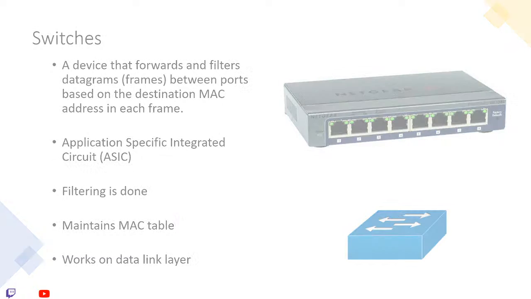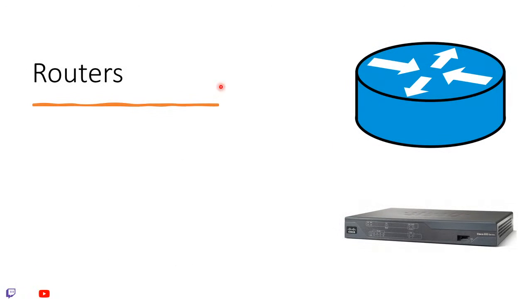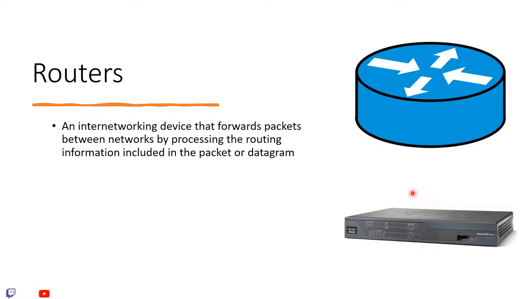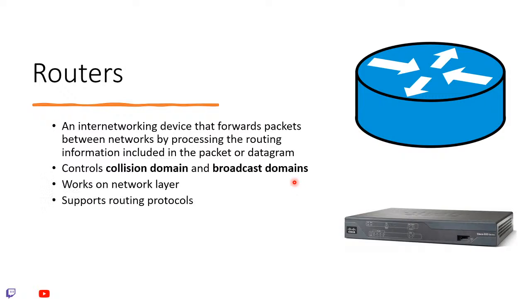Now talking about the routers. So this is the symbol of the router. This is the router. So an inter-networking device that forwards packets between networks by processing the routing information included in the packet or datagram. So it controls the collision domain and the broadcast domain. Works on the network layer, supports routing protocols, and maintains a routing table for routing.